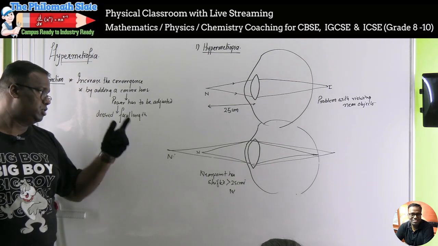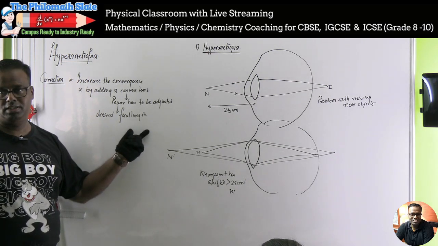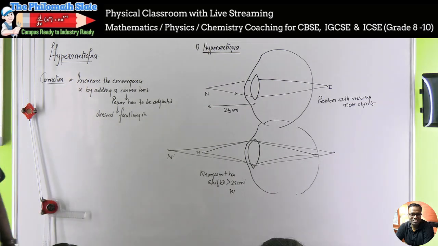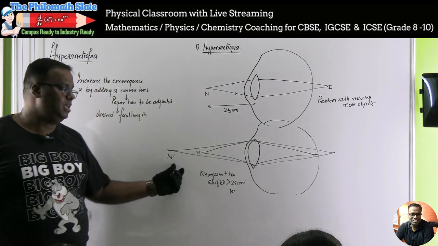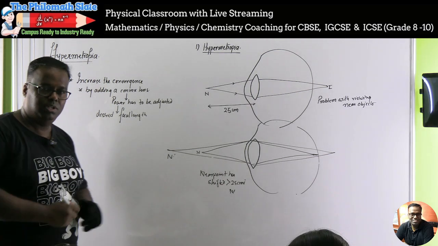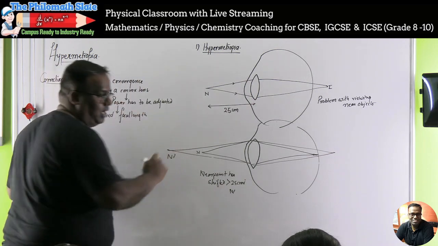Focal length. So we are trying to get a desired focal length. Now how do we get the desired focal length? ये सब लिख लिया तो सुनो. How do you get a desired focal length? Now, where is the man able to see? N dash. N dash को तो वो आराम से देखता है ना.